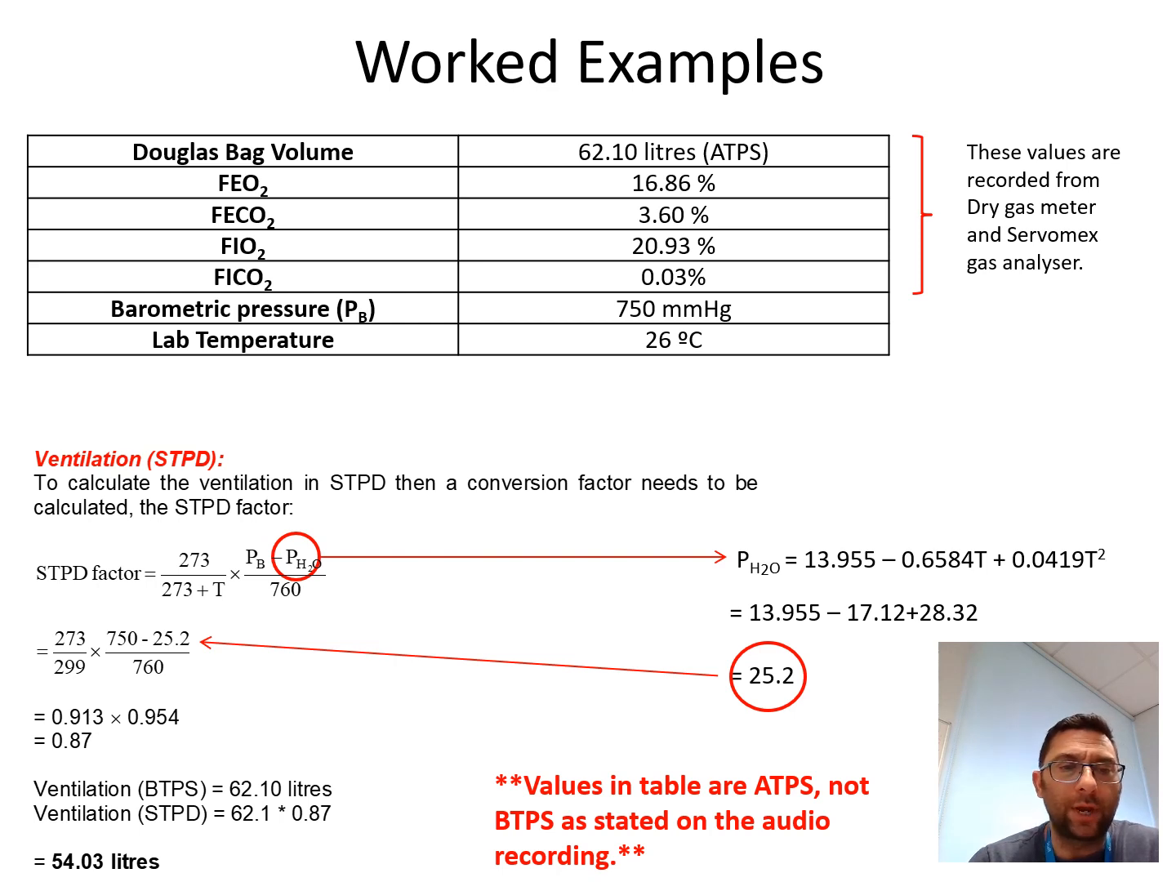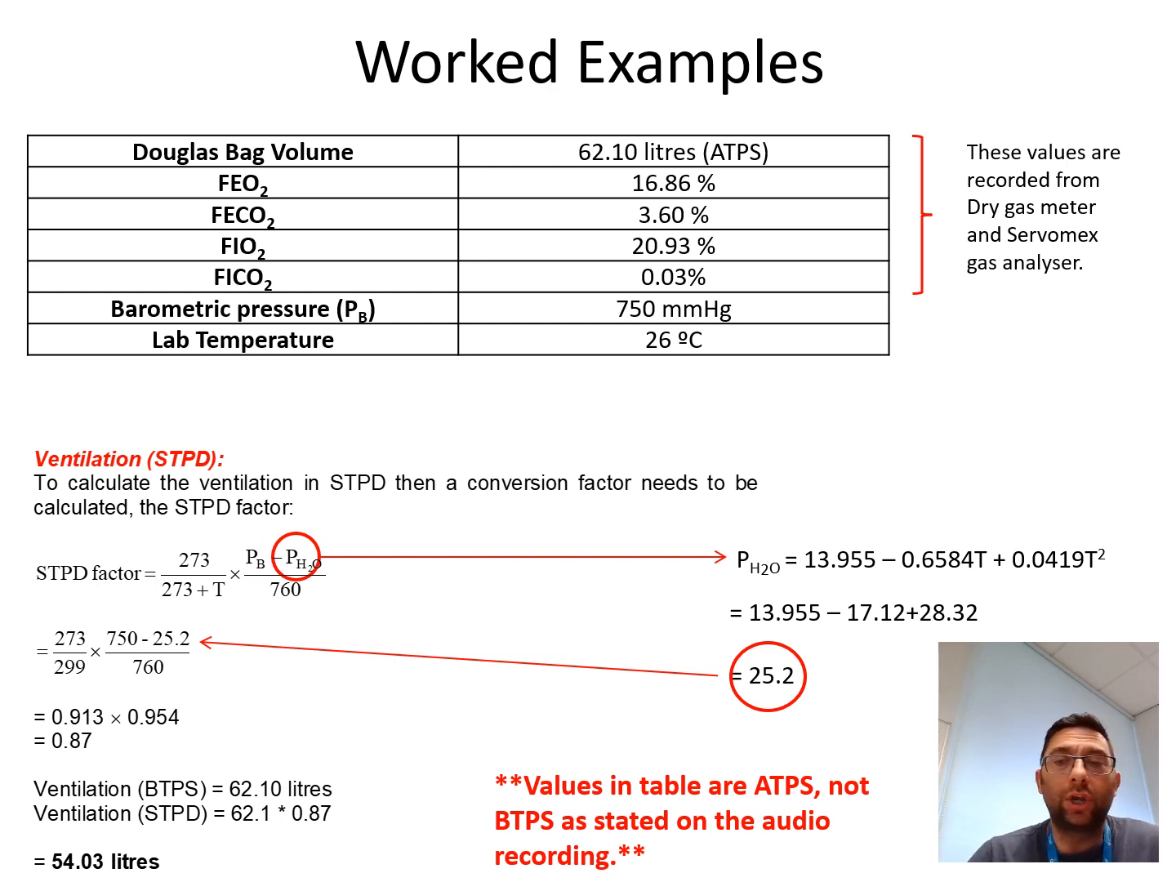So back over here, we work that out. 273, which we said was a constant, divided by 273 plus temperature. So 273 plus 26 gives you 299. Multiplied by 750, which is our barometric pressure in the lab, minus our pressure of water vapor, 25.2, divided by standard barometric pressure at sea level, which is 760. That gives us 0.913 multiplied by 0.954, which gives us an STPD factor of 0.87.